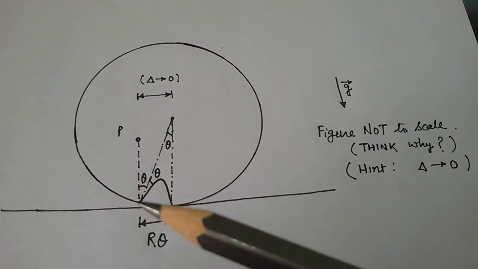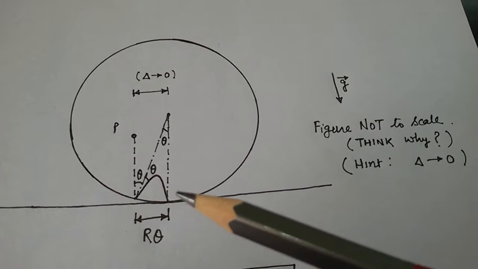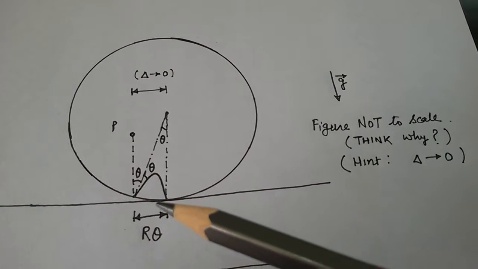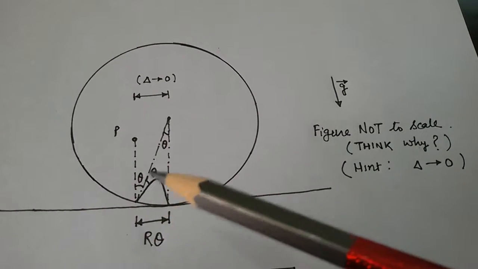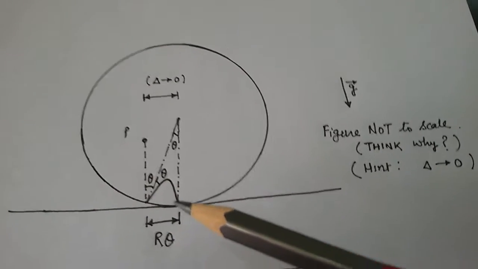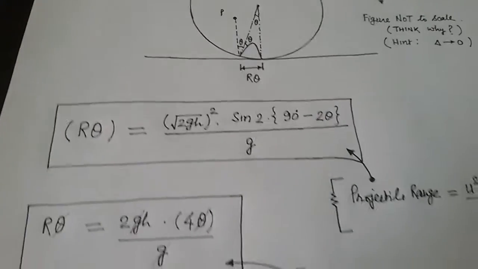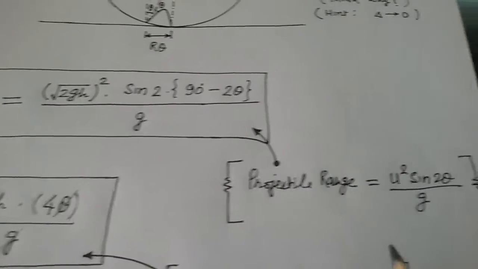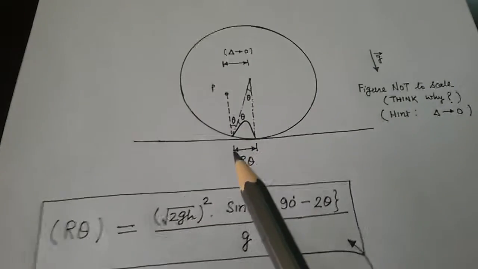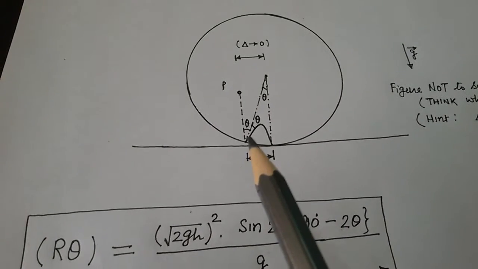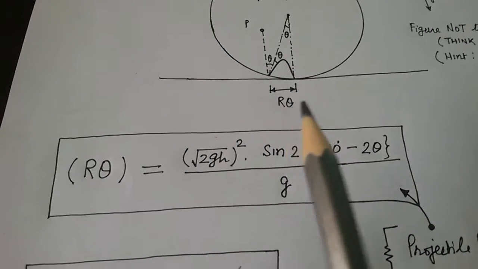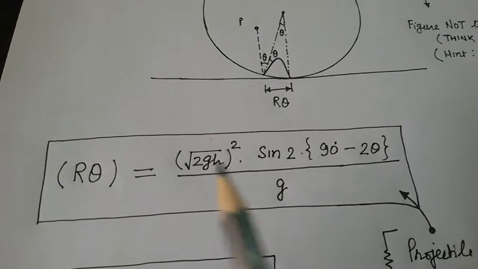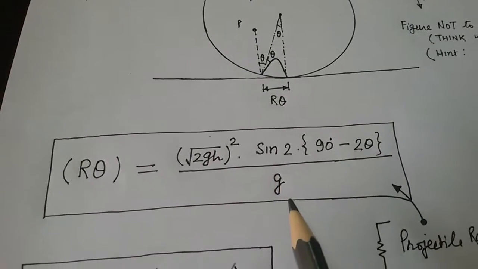So, what is the range of this projectile? Can we write this range as r theta? R is radius, theta is the angle in radian. So, r theta is the range of this projectile. Now, dear students, how do we write range of projectile? U square sin 2 theta by g. We very well know. So, the velocity, in other words the speed of this particle on reaching this point would be under root 2 gh. So, let us write that range. Range of projectile here, r theta, is equal to u square sin 2 theta by g.